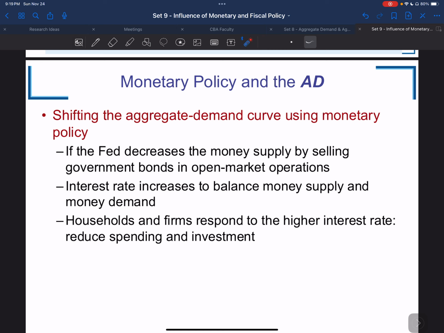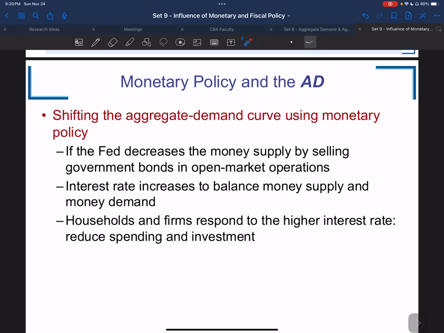So the central bank uses monetary policy to shift the aggregate demand curve by reducing or increasing the money supply. If they decide to reduce the money supply, the Federal Reserve could sell government bonds, and it will increase the interest rate, or discourage spending and investment, and it will finally lead to a leftward shift in the aggregate demand.